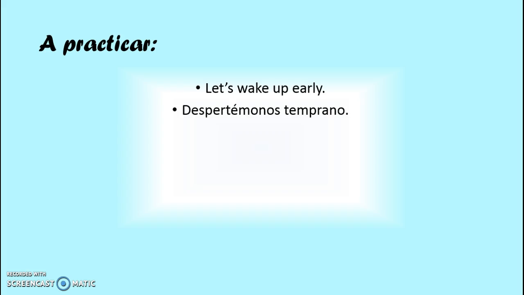So let's do a couple practices. Again, be sure to push pause so you can practice these on your own. The first one, let's wake up early. The verb is despertar, or despertarse. Despertémonos. So I do put the accent mark over the E. I take out this S, and because it is stem changing, it's the nosotros form, but I don't stem change it. So despertémonos temprano.